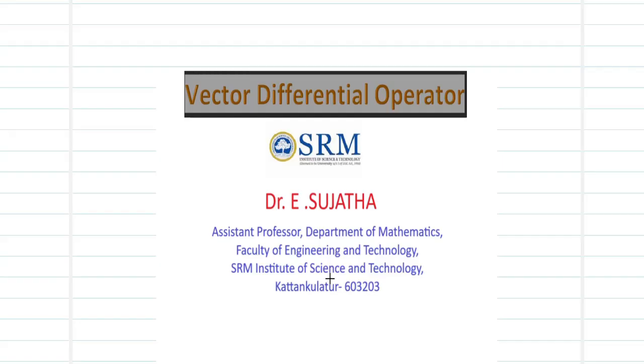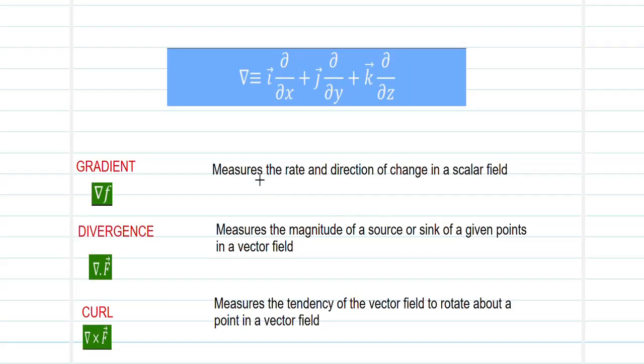In the same way, when we want to do operations on vectors, we use a special operator called the vector differential operator. Now let us define what is meant by it and how to use it, or where we can use this vector differential operator. It is denoted by the symbol inverted delta. We call it del, which is equivalent to i vector dou by dou x plus j vector dou by dou y plus k vector dou by dou z.